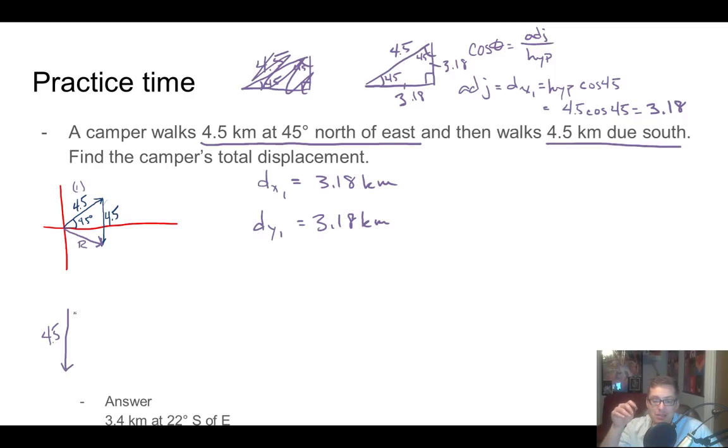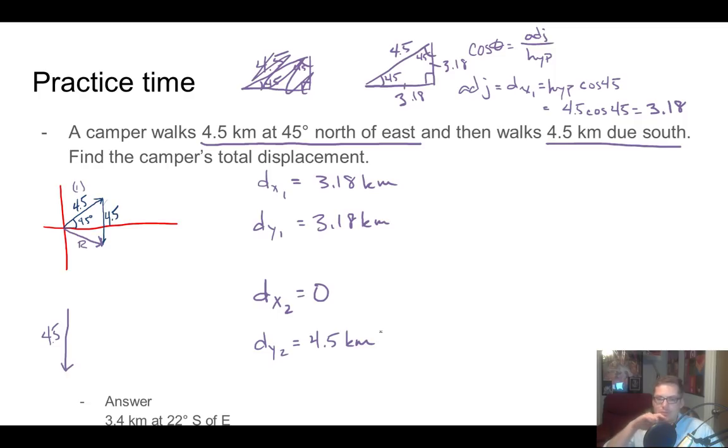So that means that the x value, d sub x2, well, there is no d sub x2. It has to equal 0 because it's straight up and down. It didn't go left or right at all. We can't draw a triangle off that because we only have one line. So that's no good. So that means there's no math to do for d sub y2. It's all 4.5, so it's 4.5 kilometers.